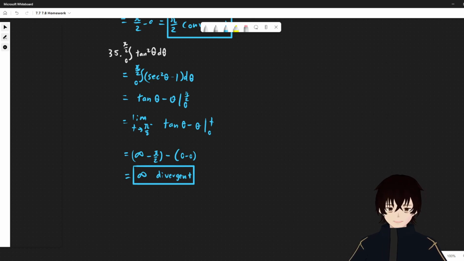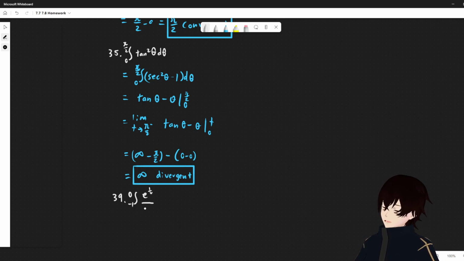Ooh, we're pretty close to finish. Just gotta suffer a little more. Like through 39, which wants the integral from -1 to 0 of e to the power of 1 over x to the power 3 dx.